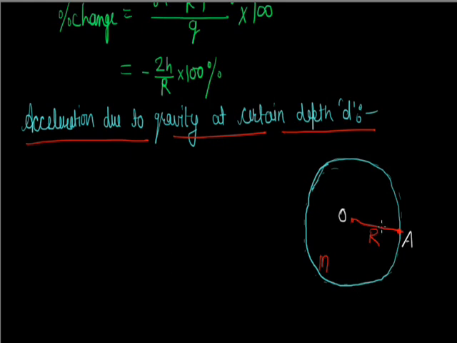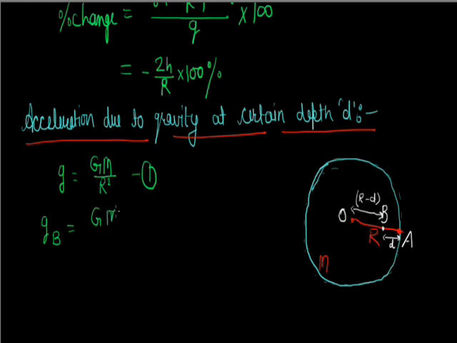So let us take a point B at certain depth d. Right. So the remaining distance will be R minus d. Right. Now we have to calculate g, small g, at point B. So first we write the acceleration due to gravity at the surface, g is simply GM by R square, equation number 1. Now at point B, when we write the formula for acceleration due to gravity by the planet Earth, then it will be GM by (R minus d) whole square, right?